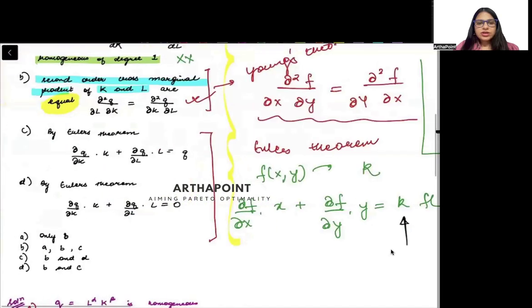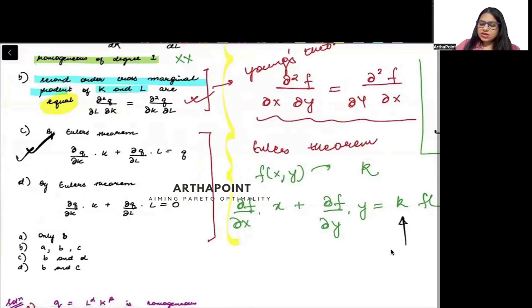So if I just look here, it means that option C is correct. So B and C are correct. So the correct answer to this question should be this. B and C are the correct options. Is this clear, everyone? Okay. Thank you.